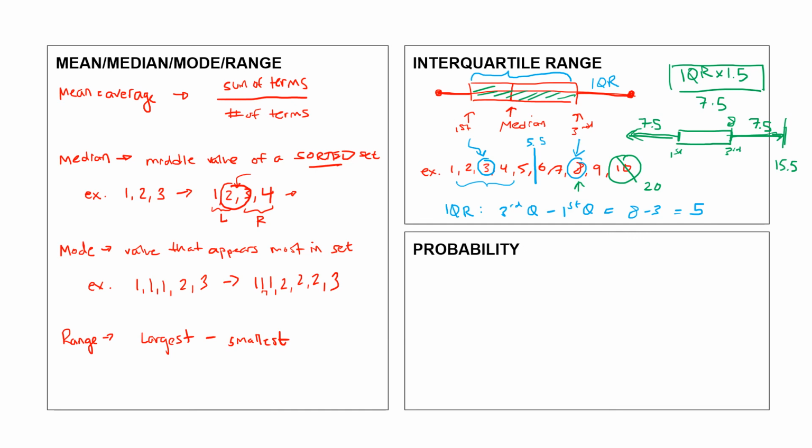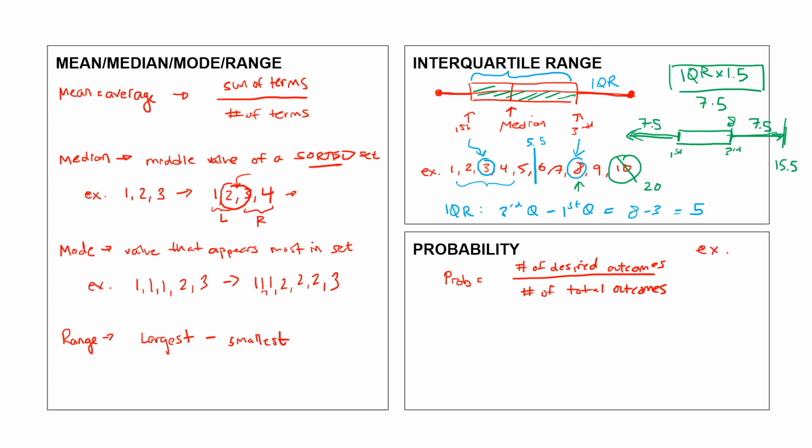And finally, we'll talk about probability on this page. The most basic definition of it is the probability of something happening is the number of desired outcomes, so what we want to happen, over the number of total outcomes. As an example, I'll put very small over here on the side.